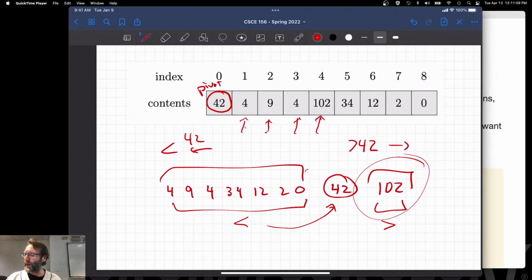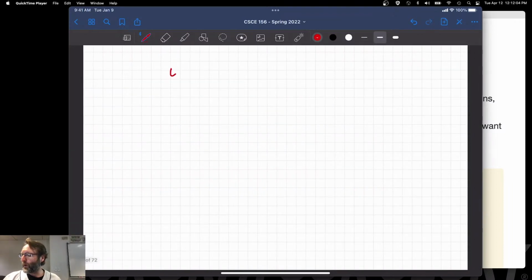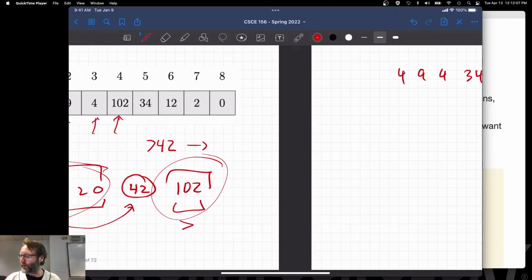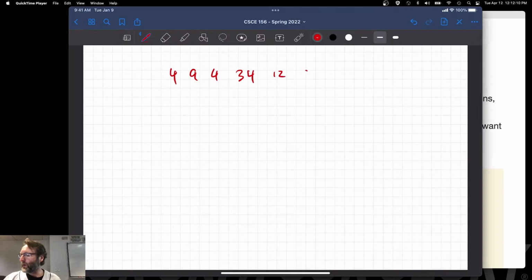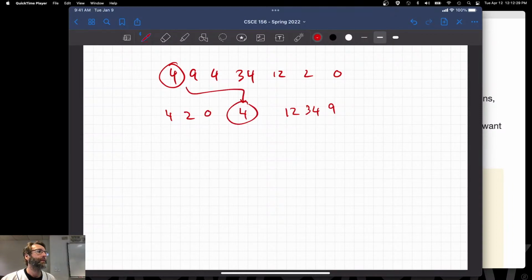Right? What about this thing right here? 4, 9, 4, 34. What else is there? 12, 2, and 0. That wasn't 20, that was 2 and 0. I choose a new pivot element here, 4. And I repeat. Everything greater than it, 9, 4, 34. 12 is greater than 4. 2 is less than 4, 0. And then I put 4 where it needs to be. Recurse on this, until you get to your base case of one element, right?